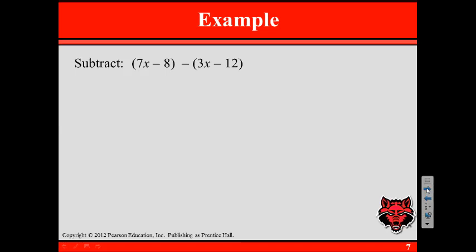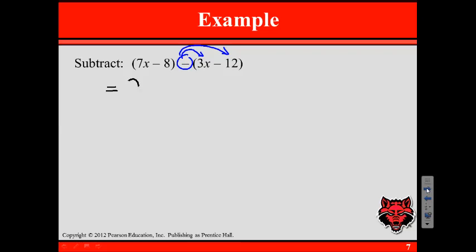So let's try a subtraction example. 7x minus 8 minus the polynomial 3x minus 12. The first step should always be to distribute the minus sign to the polynomial that is being subtracted. And when we do that, that will change the sign of every term in the second polynomial, or the polynomial that's being subtracted.